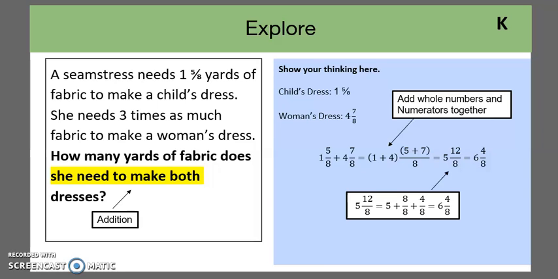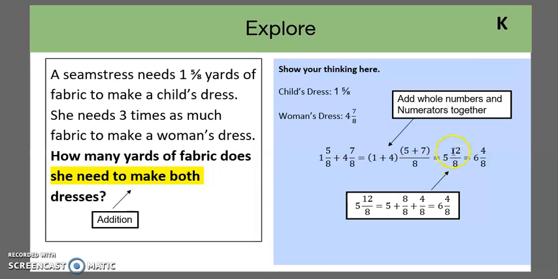So we have the information for the child's dress here, and we have the information about the woman's dress here. So we're going to add those two fractions together. And again, we add whole numbers and numerators together. So here we have 1 plus 4, and then we're going to add the numerators, which is 5 and 7. So 1 plus 4 gives us 5, 5 plus 7 gives us 12. We don't do anything with the denominator. We leave that as an 8. And what we'll notice is 5 12/8.